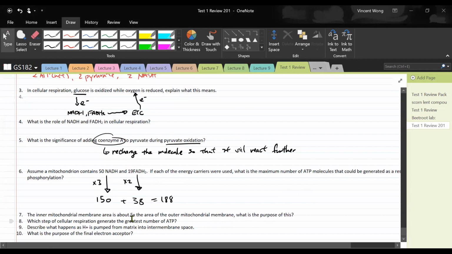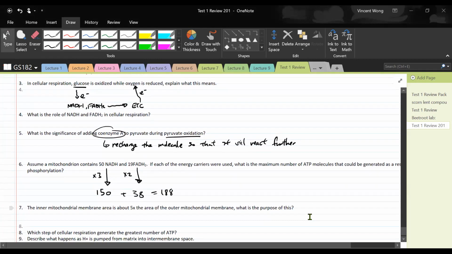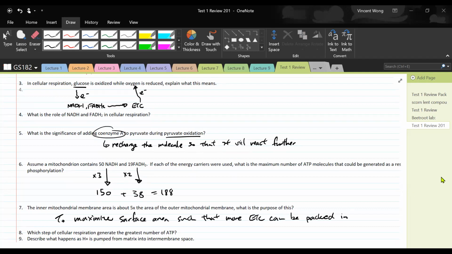The inner mitochondrial membrane area is 5 times the area of the outer membrane. What is the purpose of this? To maximize surface area, right? Such that more ETC can be packed in. Okay, the more ETC you have, the more places you can drop off the electron. Then you can pump the H plus over and create ATP more efficiently.